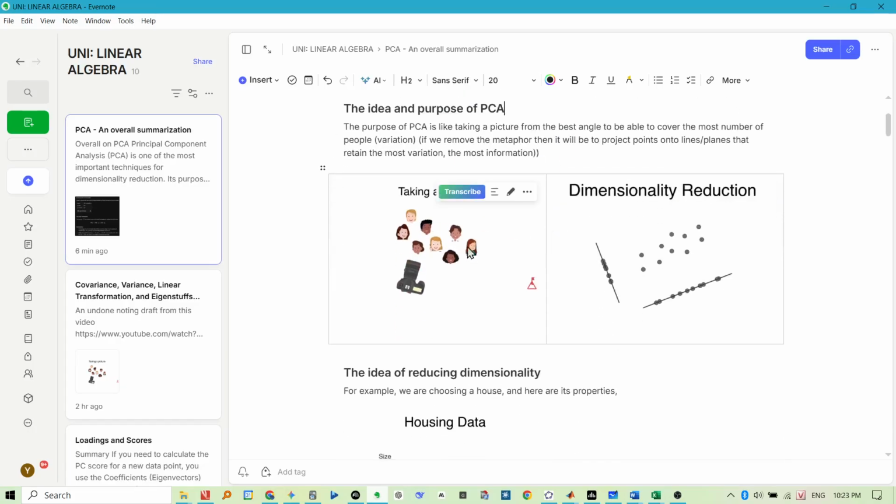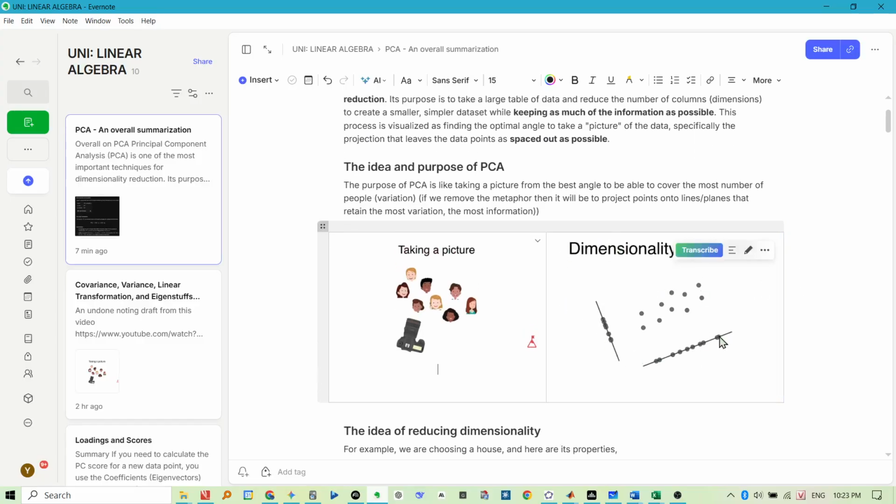Looking at the picture, we can see that there are many angles you can capture, but some angles may capture very few people, while some angles may capture a lot of people. PCA is just like using a camera and choosing the best angle to take a shot, and the same is applied to the data points in the plot.